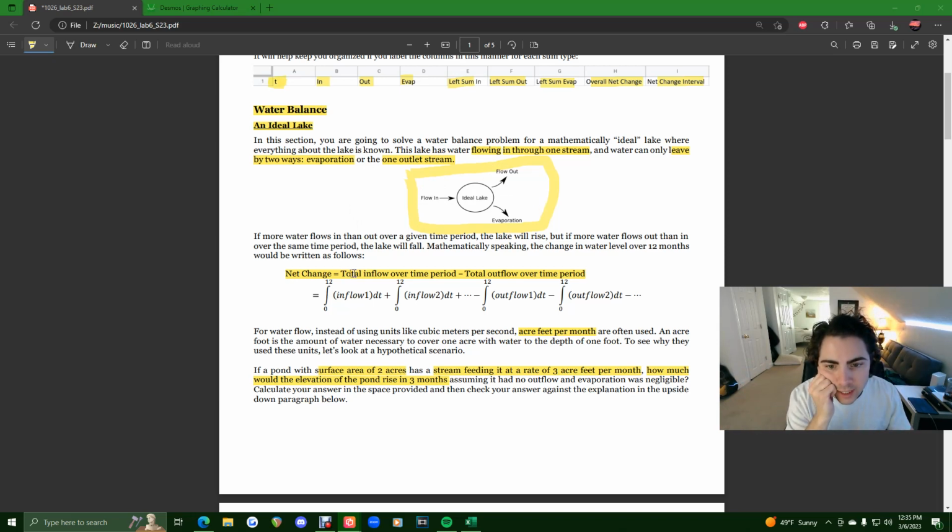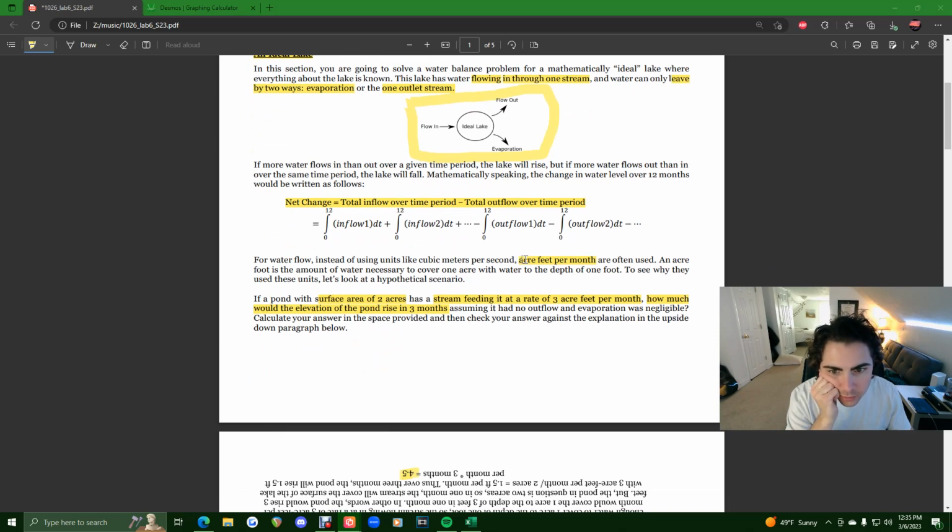And net change, again, is inflow minus the outflow. And instead of using cubic meters per second, we're using acre feet per month. If a pond of a surface area of 2 acres has a stream feeding it at a rate of 3 acre feet per month, how much would the elevation of the pond rise in 3 months?